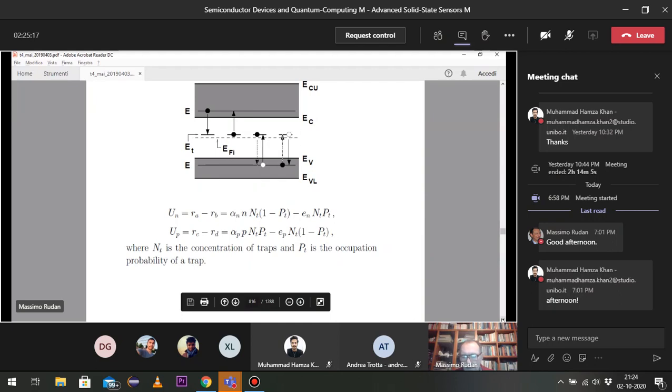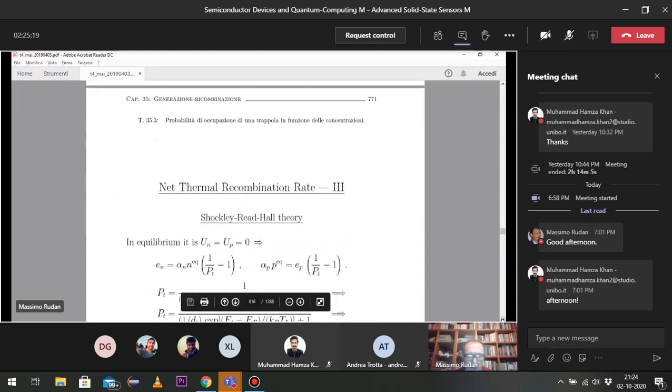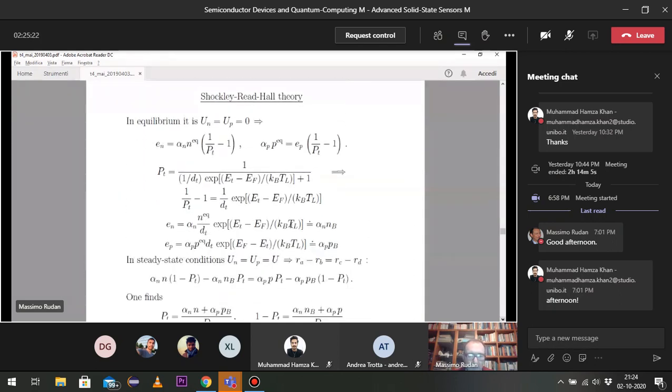There is a proviso, okay, that the relations between En and alpha n have been found in the equilibrium condition. Are they still valid in a non-equilibrium condition? Approximately they are, okay? It can be shown that these two relations, En equal to alpha n times NB and Ep equal to alpha p times PB, still hold in a non-equilibrium condition, okay?